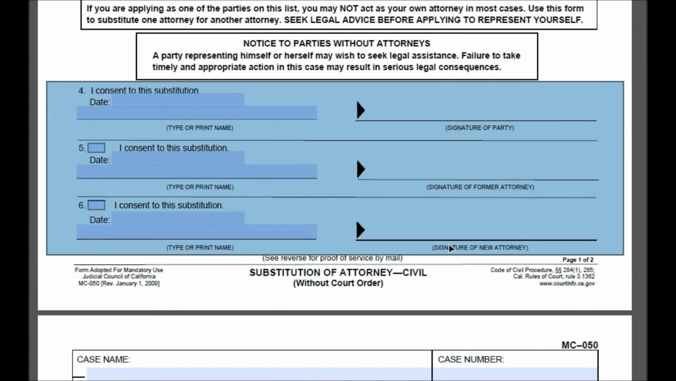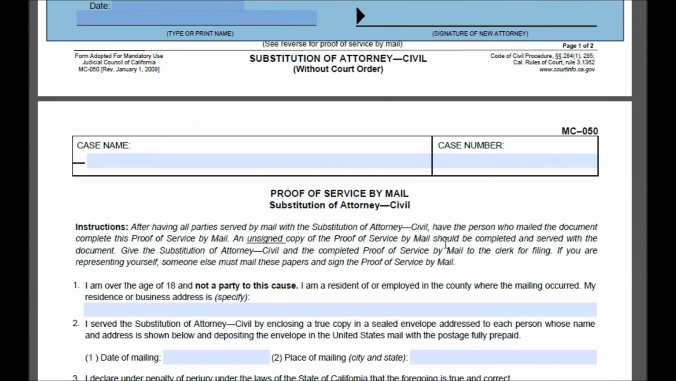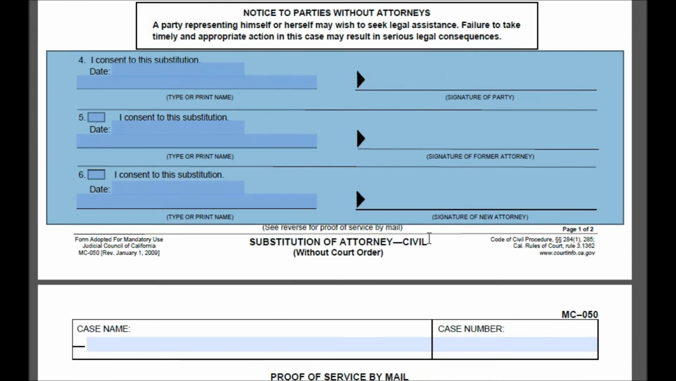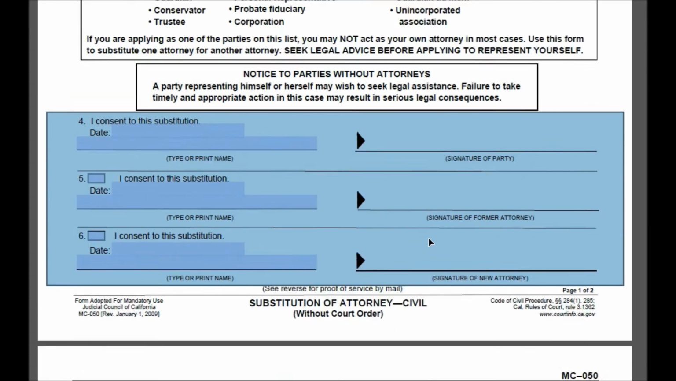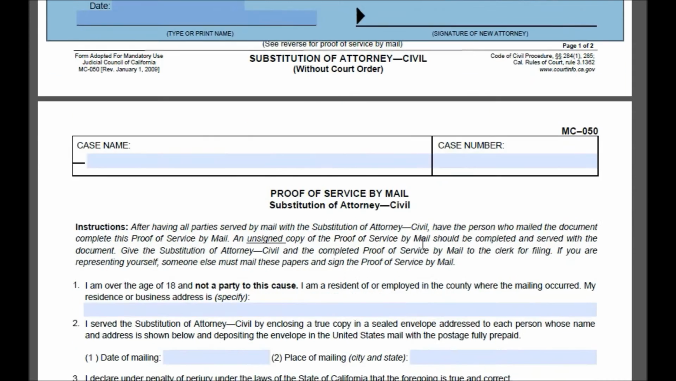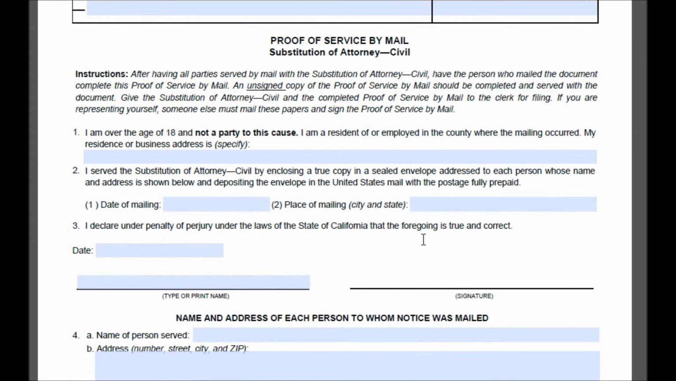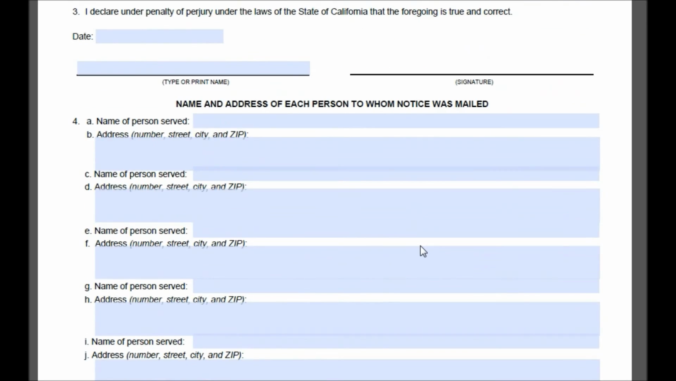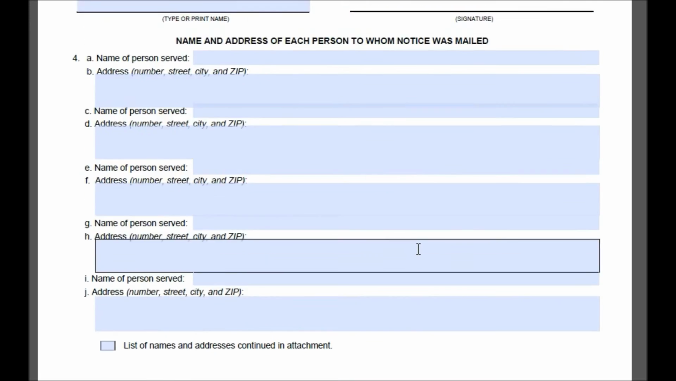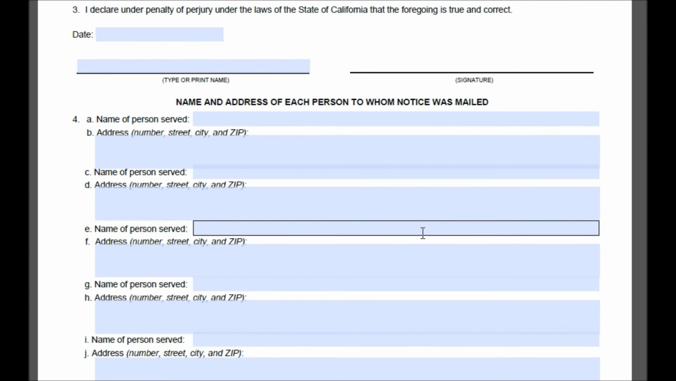So I'm going to go ahead and stop here for this video, just in case you are just interested in how to fill out page number 1 for some reason. But as you can see, there's a proof of service part on page number 2 that I'm going to go over in a separate video, just in case you are only interested in page number 2.